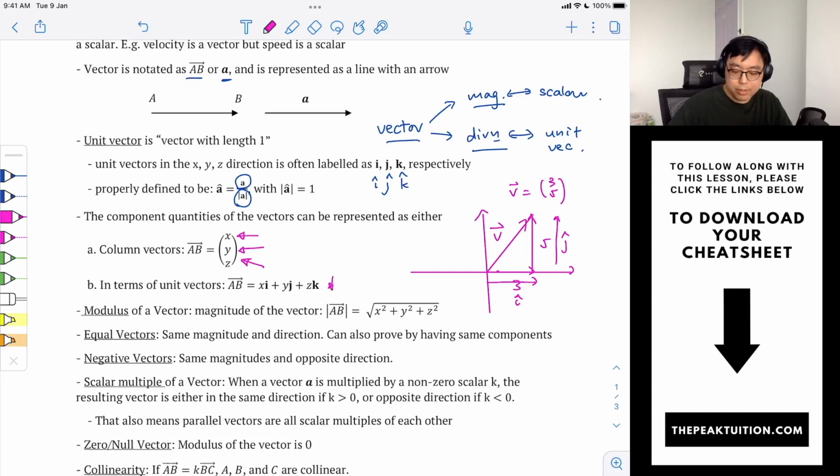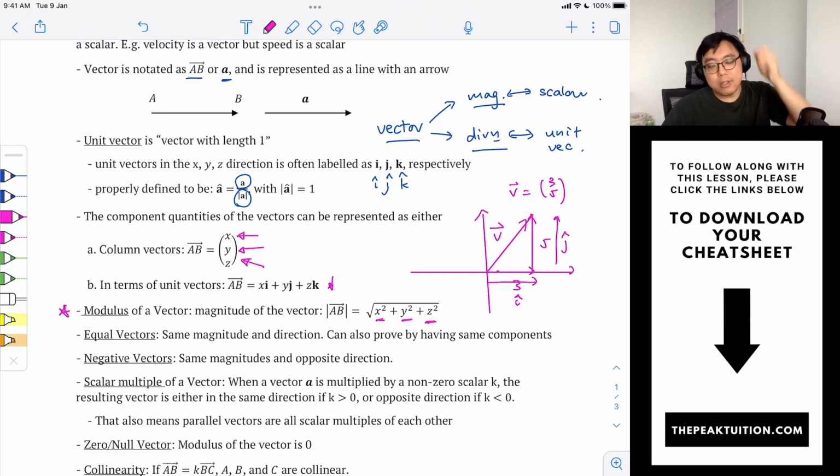To find the modulus of a vector, we can use Pythagoras' theorem. Pythagoras' theorem extends beyond just 2 dimensions. It also works for 3 dimensions like this: x squared plus y squared plus z squared, in which x, y, z are the components in each direction of the vector. Then you square root it, and you get the length of this vector. This is very important. Please remember and learn how to apply this. It's simply taking all the components, squaring them, and square rooting to get the magnitude.